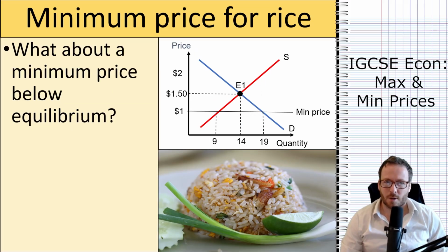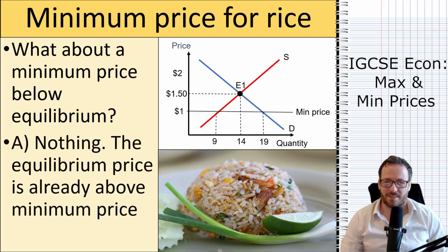Final question. What about a minimum price below equilibrium? If you got the one before, you'll get this again. Nothing. The equilibrium price is already above the minimum price. All right, moving forward.